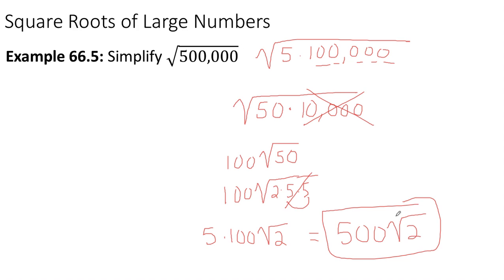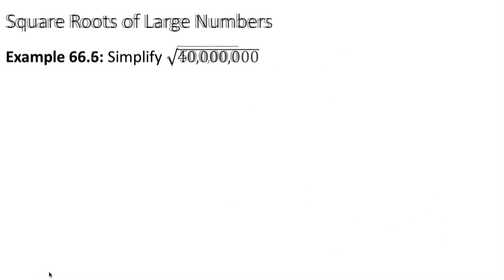The next two, you can try them on your own. We have 40,000, not 40,000, 40 million. Go ahead and pause it and try it.